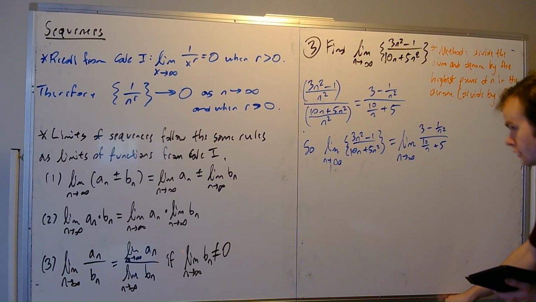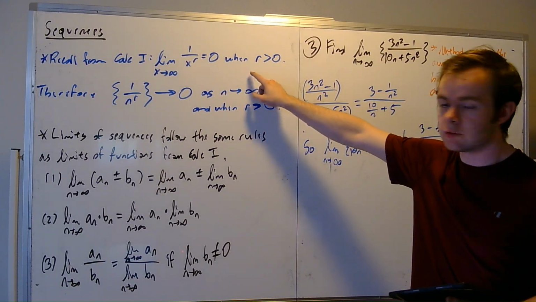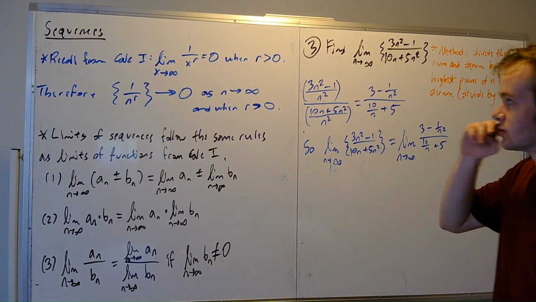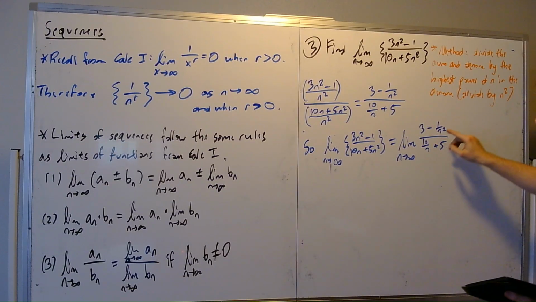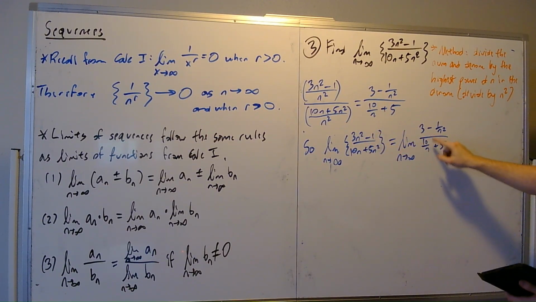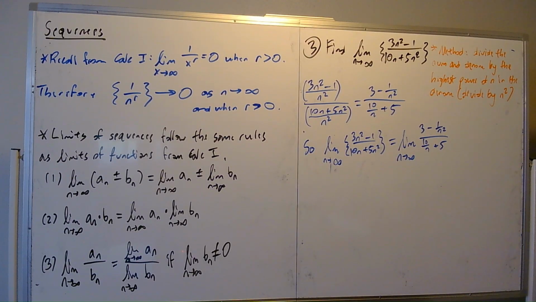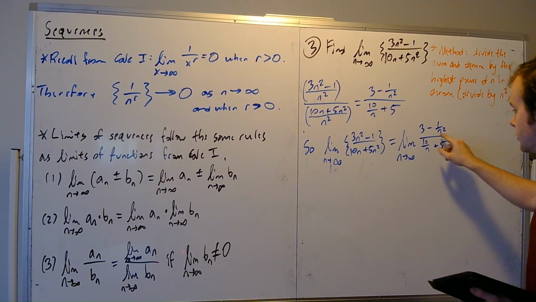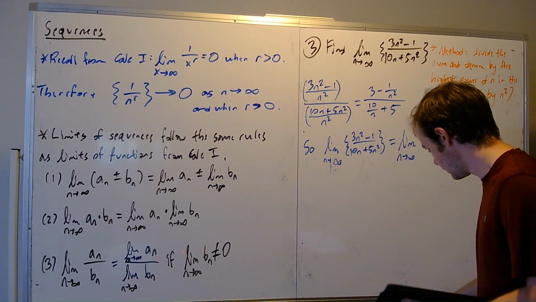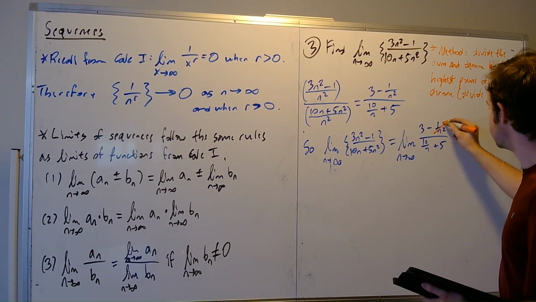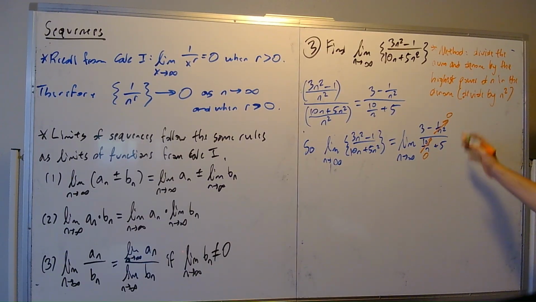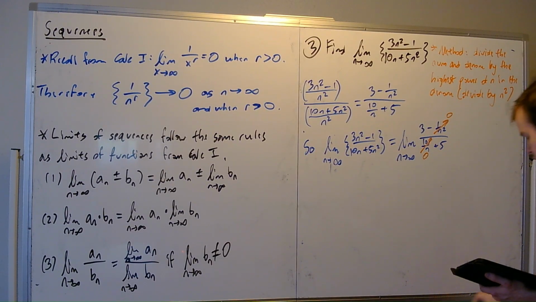Okay. And we use what I wrote here. So that's the reason I wrote this here. We've got 1 over x to the r. That's always going to go to 0 as long as r is positive. So here we've got this 1 over n squared. We said there that that has to go to 0. And here we have this 10 over n, which we said also has to go to 0. Because n is getting infinitely big, so these denominators are getting infinitely big, so the fractions go to 0. So this goes away, and this also goes away. So if those both go away, then you're just left with 3 over 5.